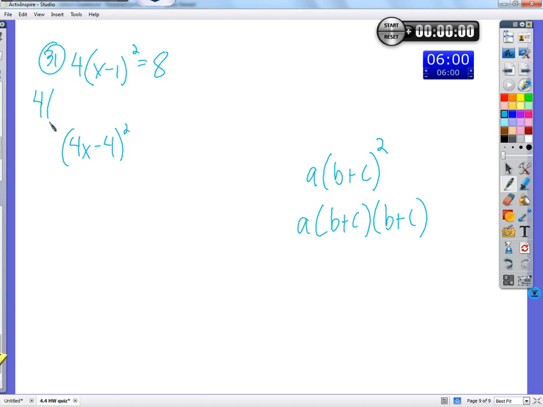What we really have here is 4 times x minus 1 times x minus 1. And so at most, if we wanted to distribute, we could write 4x minus 4 times x minus 1. And that certainly doesn't seem to be helping us out. So any idea that you have about distributing that 4 would have to just have that 4 distributed to one set of parentheses.